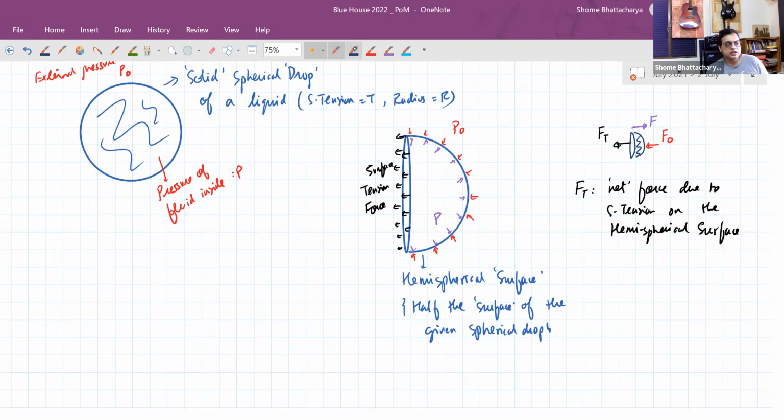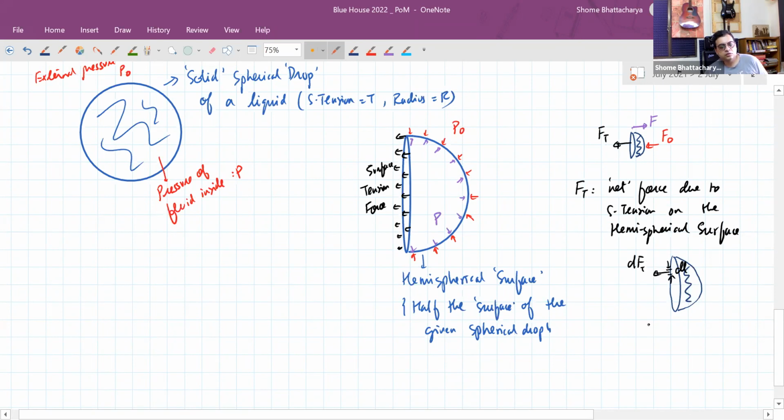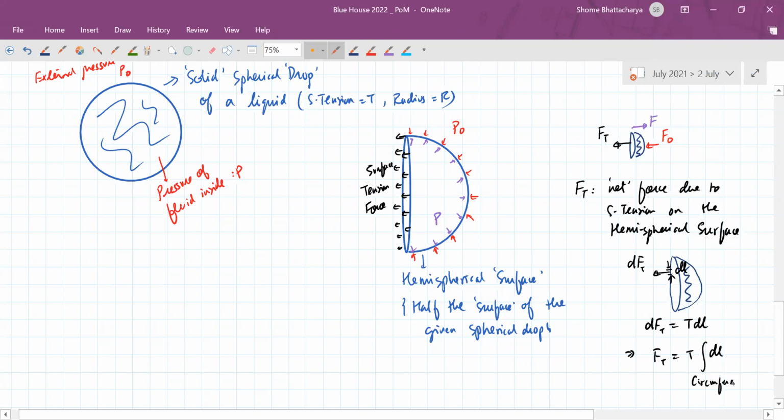Now this one we can easily understand. If on the hemispherical surface, this line of contact here, which is a circle, if we take a section of length dl, it experiences a force which is surface tension into dl. So this will just become surface tension into integration dl over the circumference. Sir, in this case, we'll take surface integral.